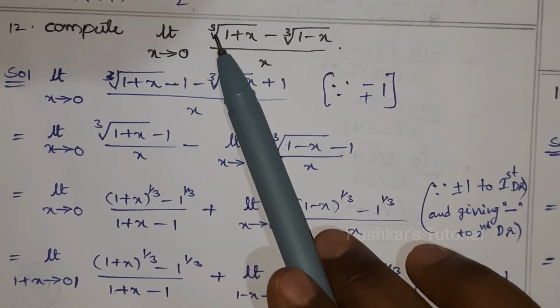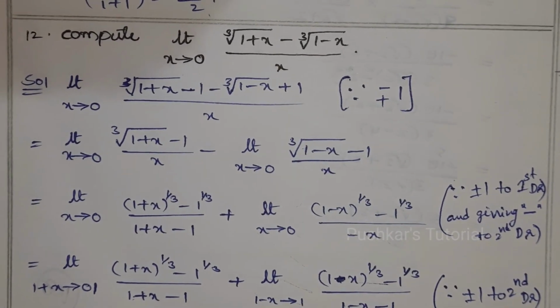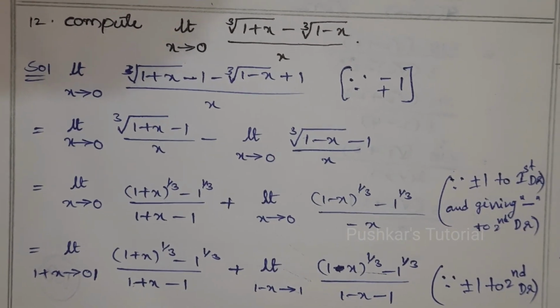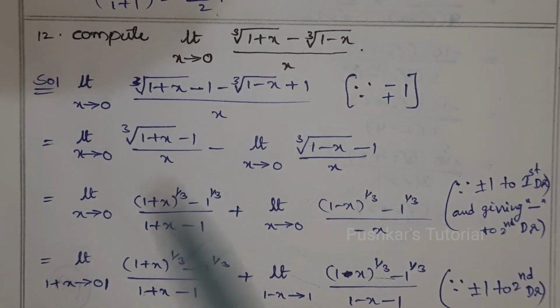Limit x tends to 0, third root of (1 plus x) minus third root of (1 minus x), by x. Important question for IPE and MSET also. Limit x tends to 0.